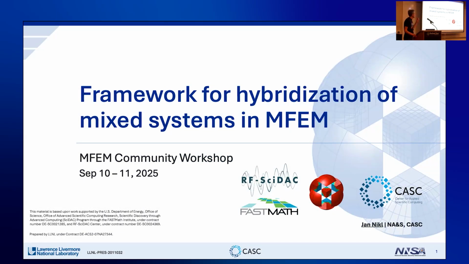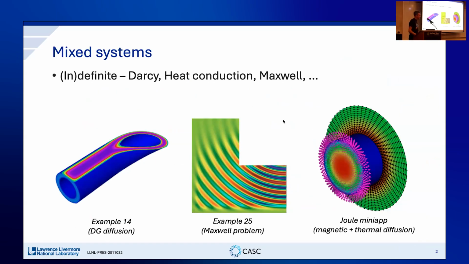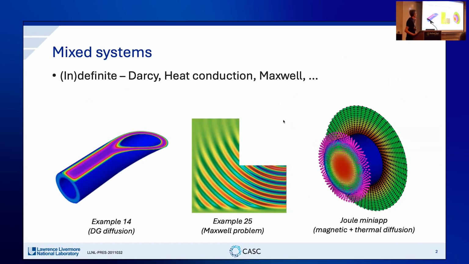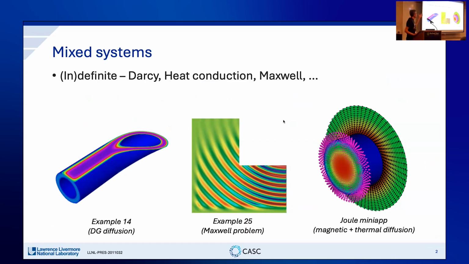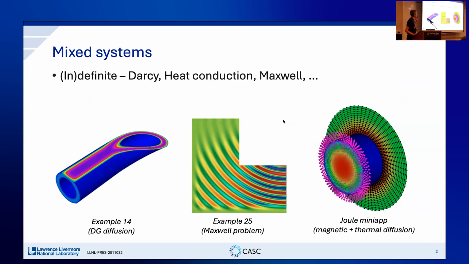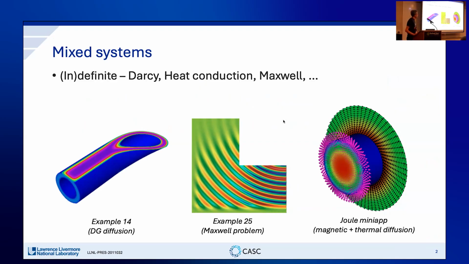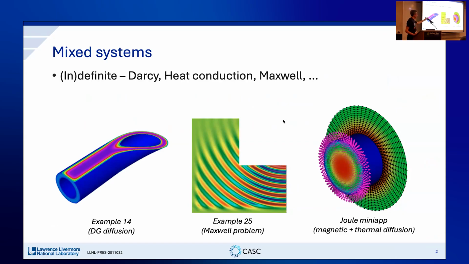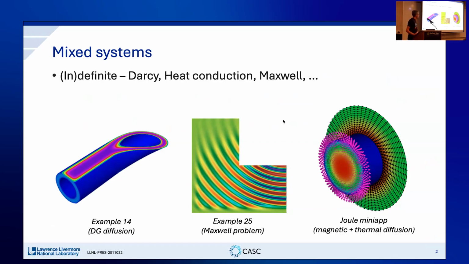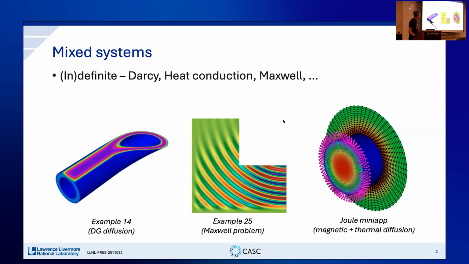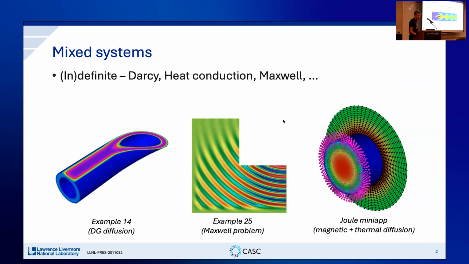So today I would like to talk about a framework for hybridization of mixed systems in MFEM. Talking about mixed systems, we have many of them, definite or indefinite, like the Darcy problem in hydrodynamics, or heat conduction in thermodynamics, the Maxwell problem of electromagnetics, and so on and so forth. And here are just some examples from MFEM, and also the Joule miniapp, so a bit more advanced one.